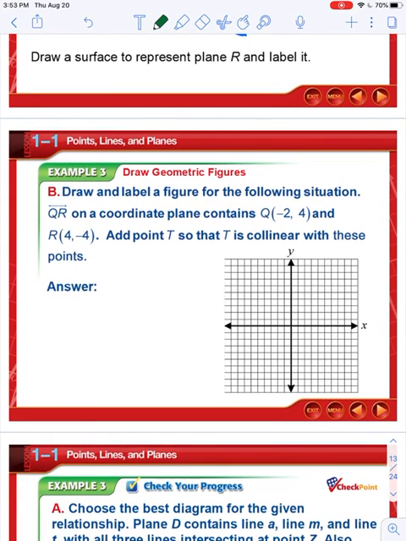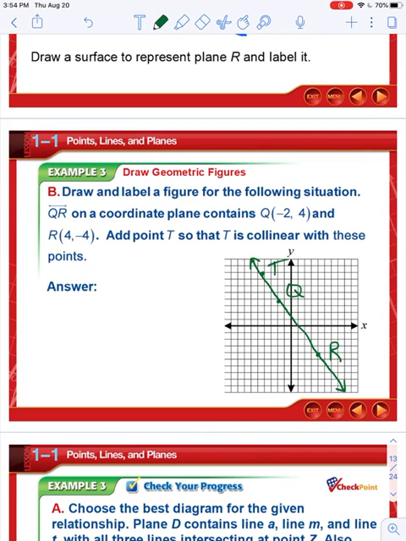Next, we're going to draw and label a figure for the following situation. QR is on a coordinate plane, so we plot Q (-2, 4), and we plot R (4, -4). Make sure to draw that in. And then add T so that it is collinear with these points. So that T could go anywhere on that line as long as it's on the same line.